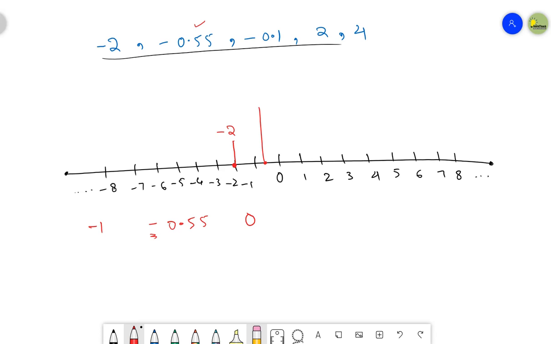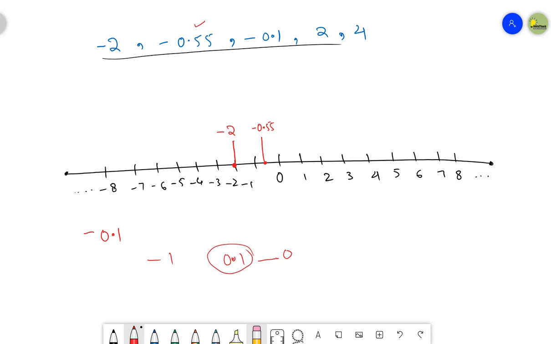Make a straight line. Let's make it smaller. And then plot your number over here, minus 0.55. Now find out the third value, that is minus 0.1. Minus 0.1 is again a negative value, so it will be smaller than 0. But again, it's a bigger value than minus 1. So it will be in between minus 1 and 0. But now it is not the center value.